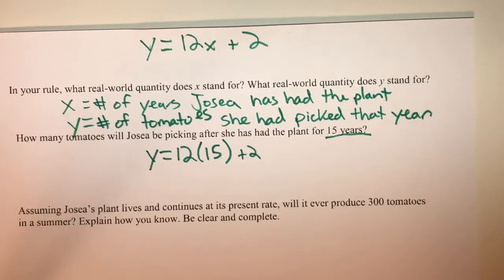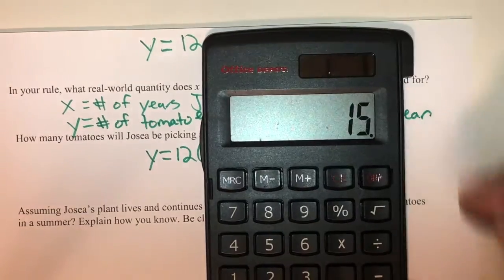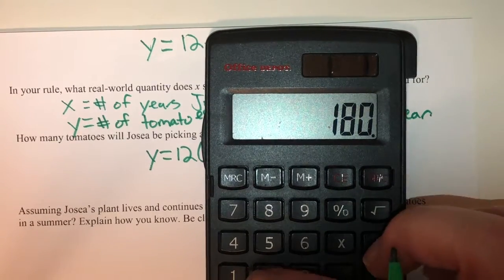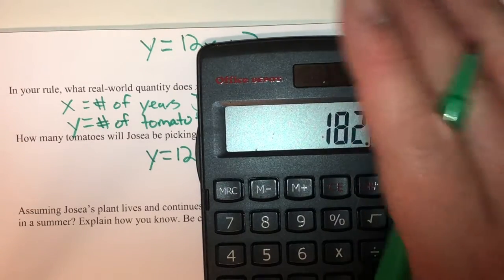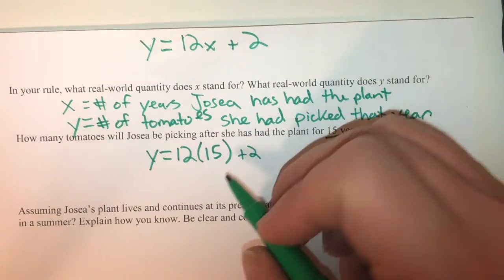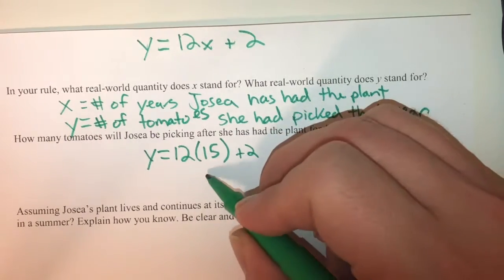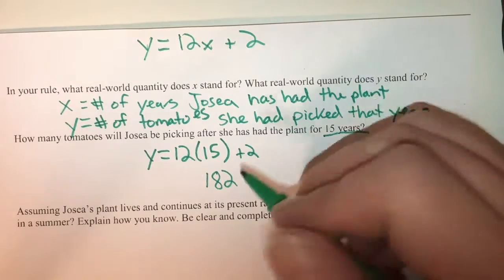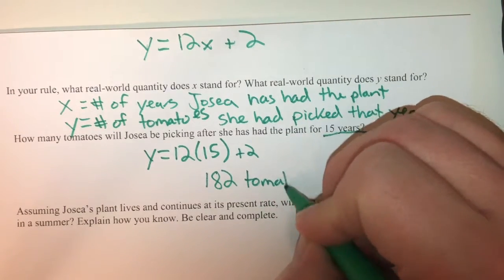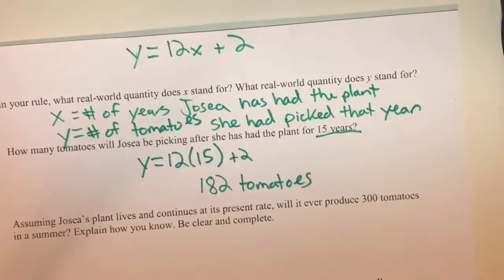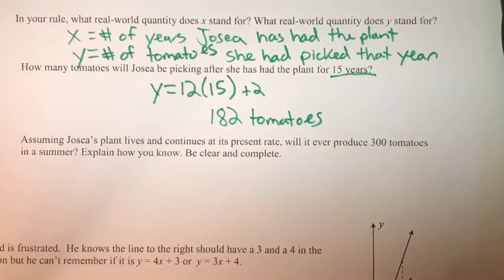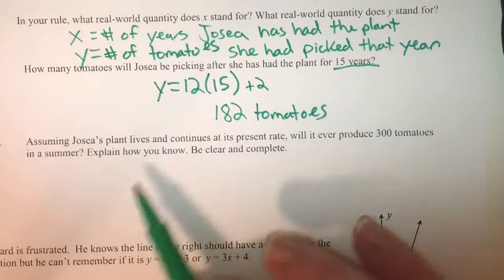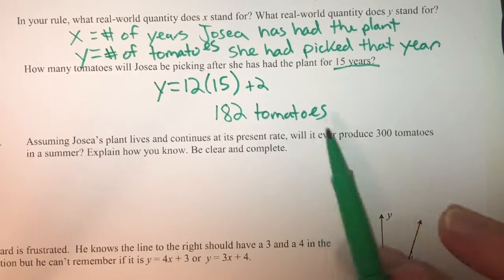So if I take 15, and we just take a calculator here, 15 times 12 gives me this, and then I add 2 more, which equals 182. So 12 times 15 plus 2 is 182. 182 what's? It's 182 tomatoes. Make sure you put the label. That's really important. We always want to be sure we put our label for everything that we do.